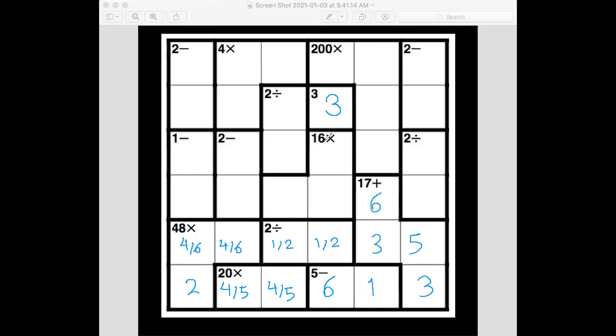Okay, product 16. That could be either 4 times 4 times 1 or 2 times 2 times 4. But we already have 2 either here or here, so none of these are 2. So the only way for the 16 is 4, 4, and 1. Which means this cannot be 4. This is 5, and this is 4.